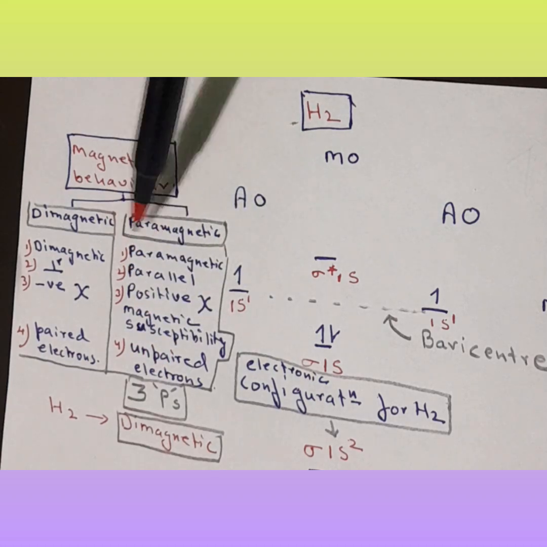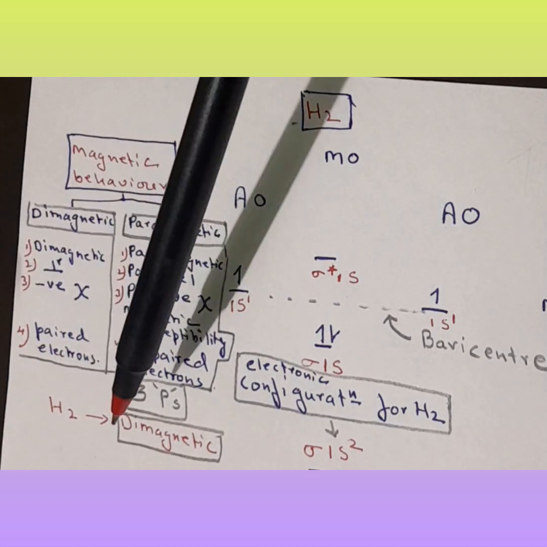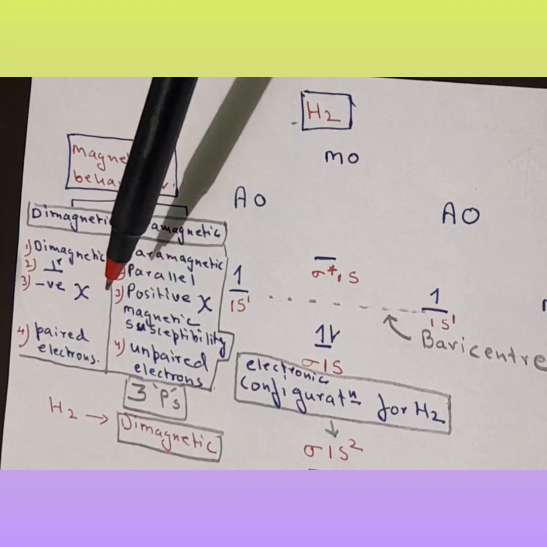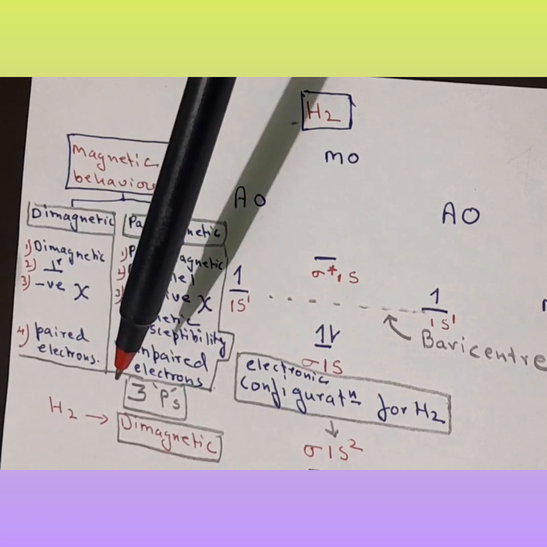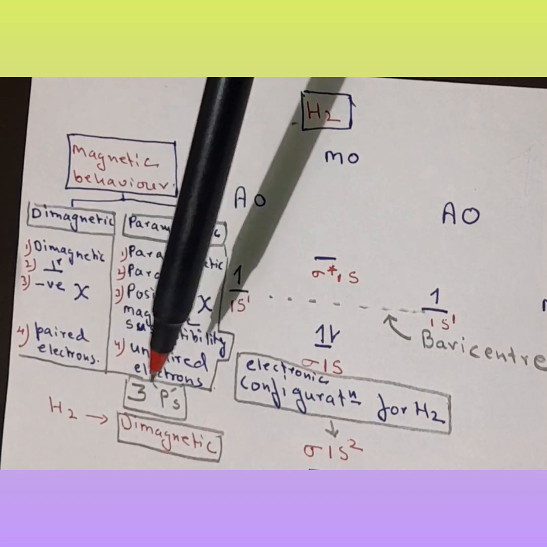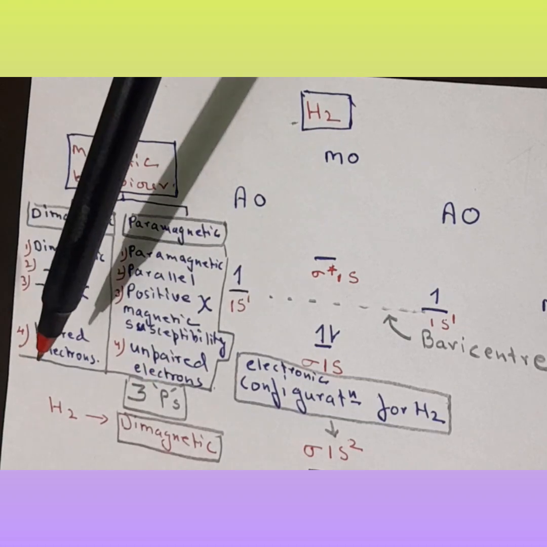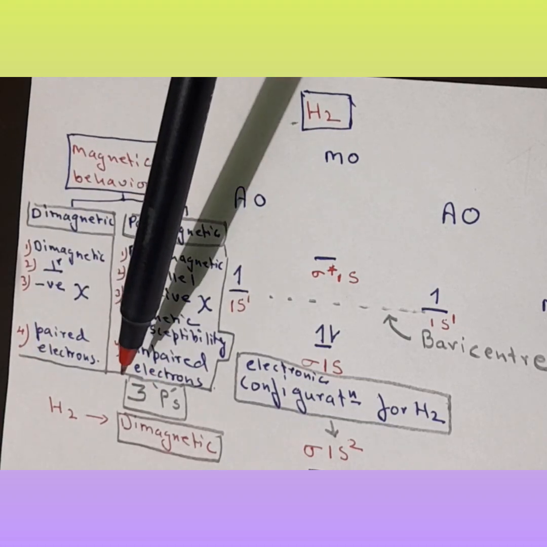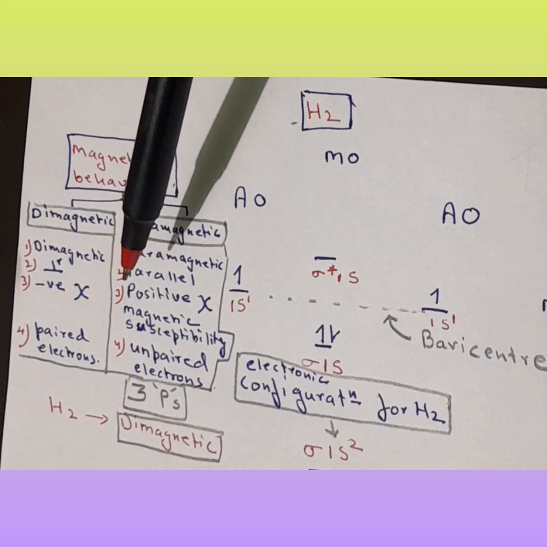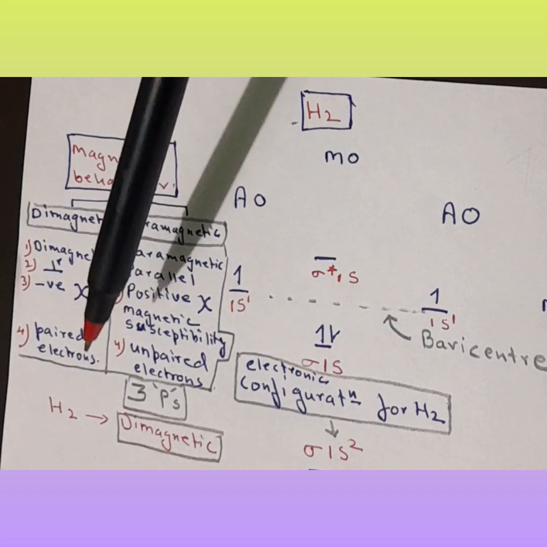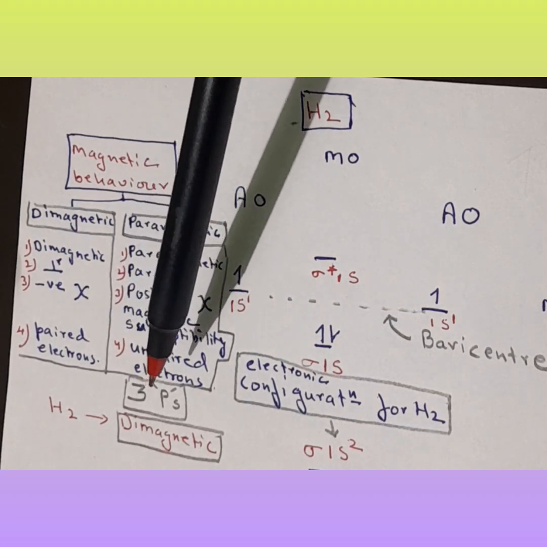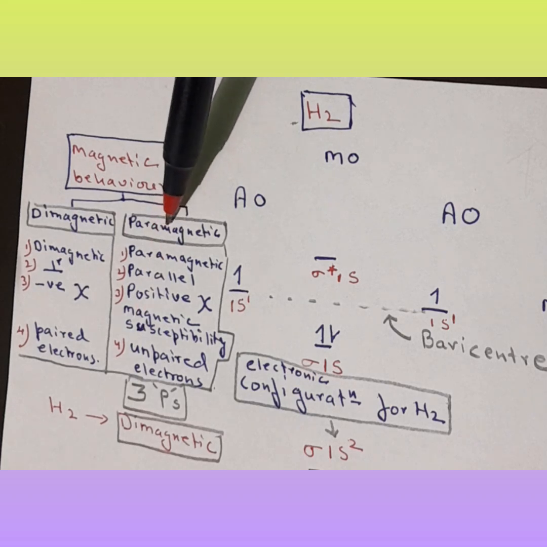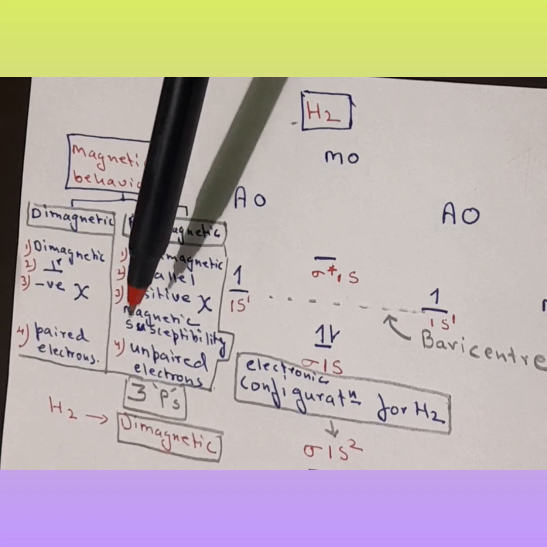So for paramagnetic, what I say is it is the theory of 3 P's: paramagnetic, parallel, positive, and the fourth one is not P. So it is unpaired electron. If it would have been paired, then it would have been all 4 P's. But it's just a way to keep it in mind. So it is the theory of 3 P's. The fourth one is U, unpaired electron. So whenever there is an unpaired electron in the configuration, it shows paramagnetic behavior.